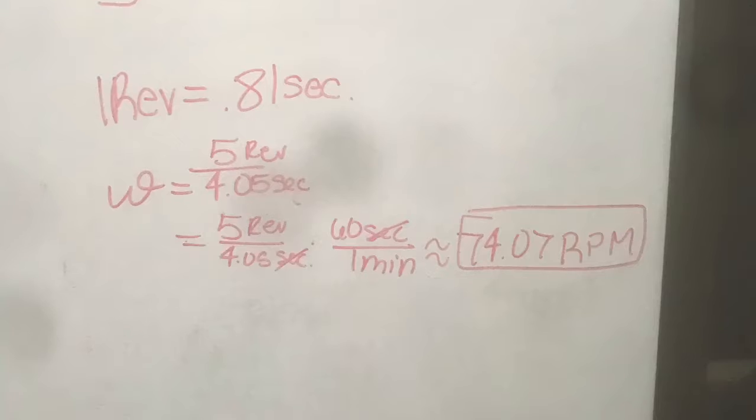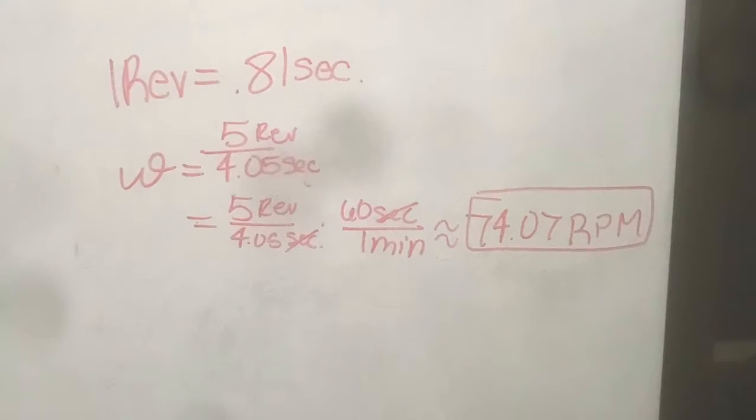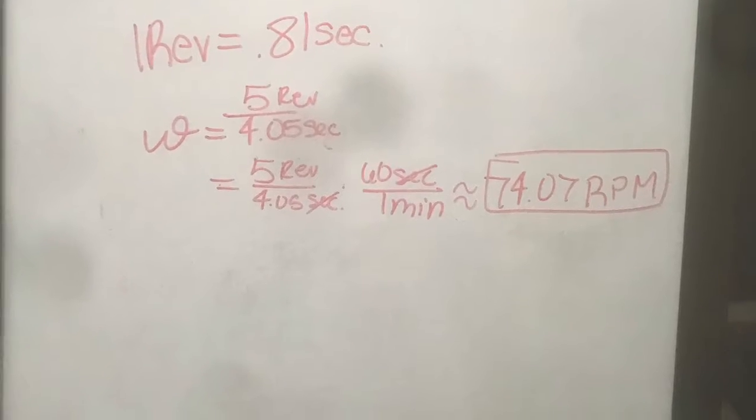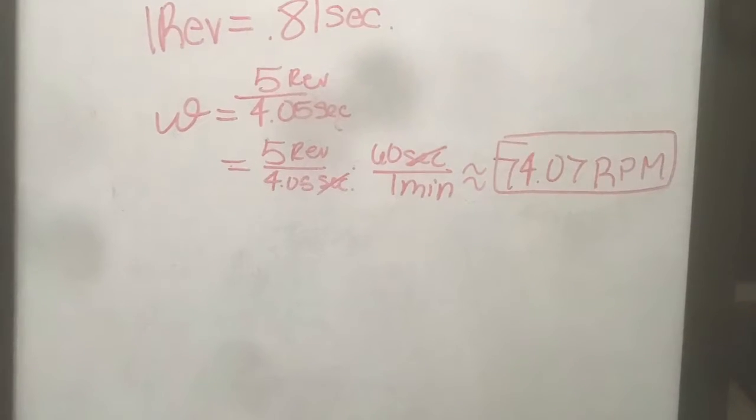Next, we turned on the motor and took the time for 5 revolutions to find the RPM. And it was 5 revolutions equals 4.05 seconds. So 1 revolution equals 0.81 seconds. And the total RPM was 74.07.